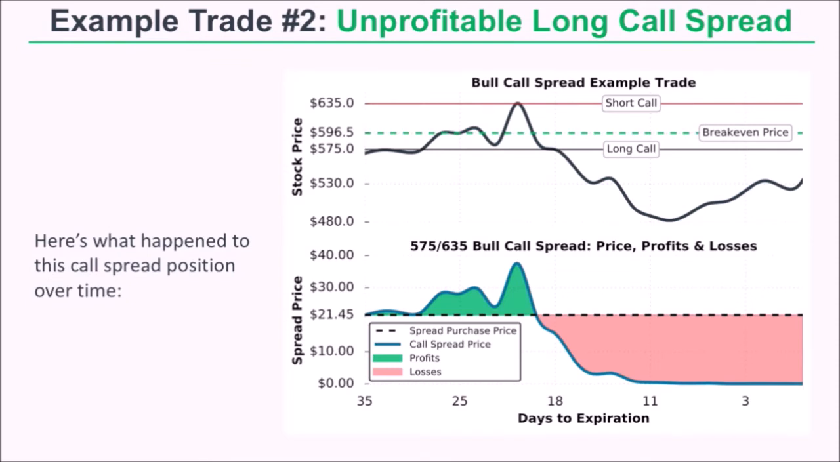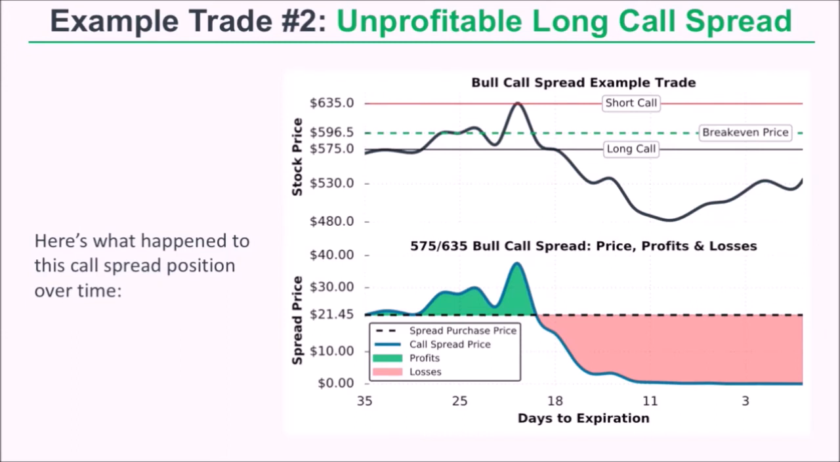So this just shows that if the stock price falls significantly and your long call spread becomes significantly out of the money, the call spread's value is going to be next to nothing, in which case you pretty much have already lost all that you can make. So in this particular example, if you would have purchased the 575, 635 call spread, you would have lost $2,145 if you held it to expiration, because the long call and the short call both expired worthless.